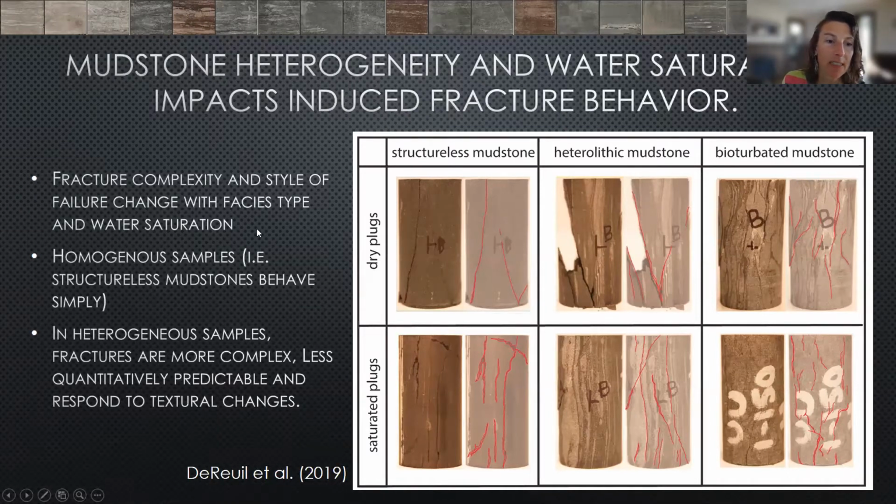Specifically, we see that fracture complexity and the style of failure change with the facies type, becoming more complex with the more heterogeneous facies, but also increasing with water saturation. What we find is that these homogeneous samples behave fairly simply, but in these heterogeneous samples, the fractures are more complex, less quantitatively predictable, and they certainly seem to respond and deflect according to these textural changes. So this is some really cool work that we can do that's quite applied.